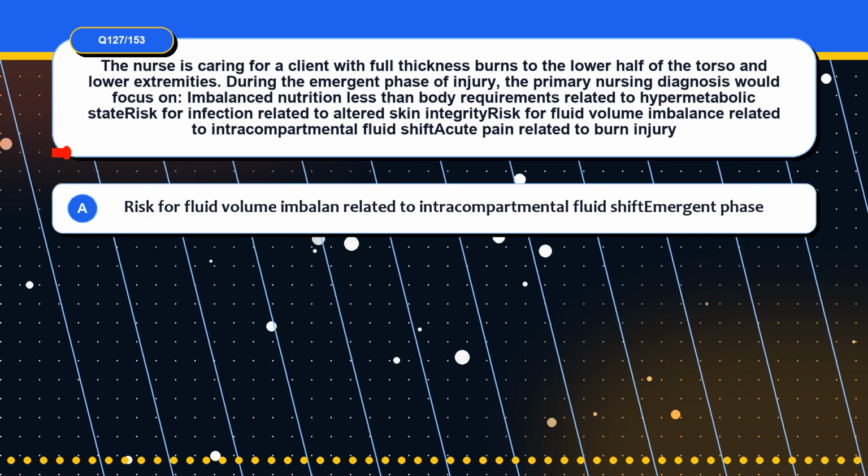Question 127. The nurse is caring for a client with full thickness burns to the lower half of the torso and lower extremities. During the emergent phase of injury, the primary nursing diagnosis would focus on imbalanced nutrition, less than body requirements related to hypermetabolic state, risk for infection related to altered skin integrity, risk for fluid volume imbalance related to intracompartmental fluid shift, acute pain related to burn injury. Here are the options. Option A. Risk for fluid volume imbalance related to intracompartmental fluid shift, emergent phase.